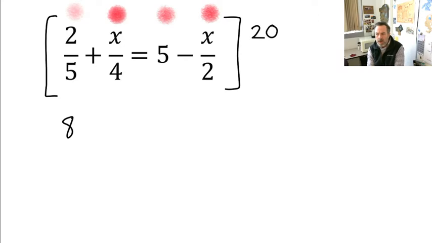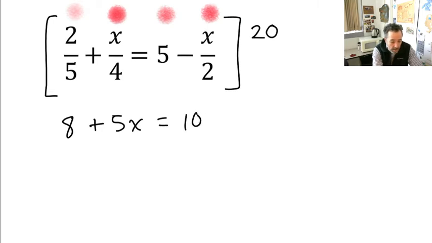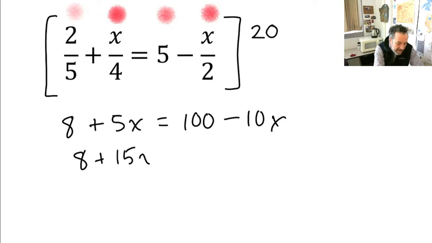The next one, 20 divided by 4 is 5. This is going to become plus 5x. So both of the terms on the left-hand side were hit with a factor of 20. And then that's going to equal 5 times 20 is 100 minus, and then x divided by 2, 20 divided by 2 is 10. This is going to be minus 10x. Let's add 10x to both sides. So I've got 8 plus 15x is 100. If I take away 8 from both sides, I get 15x is 92.